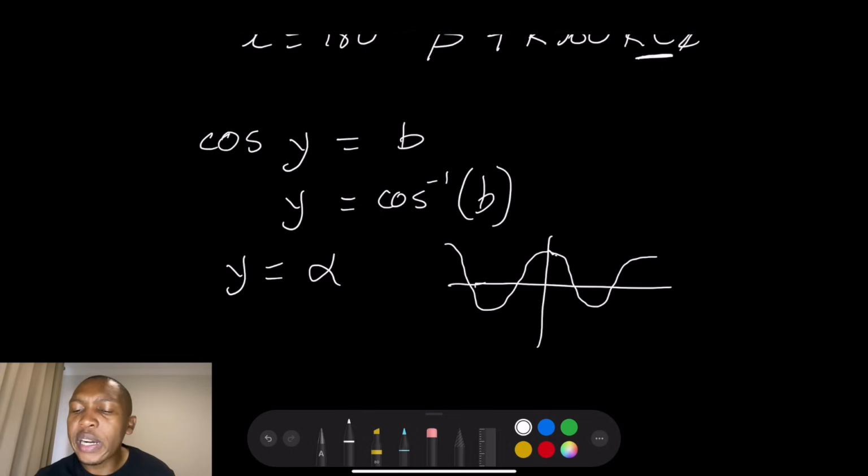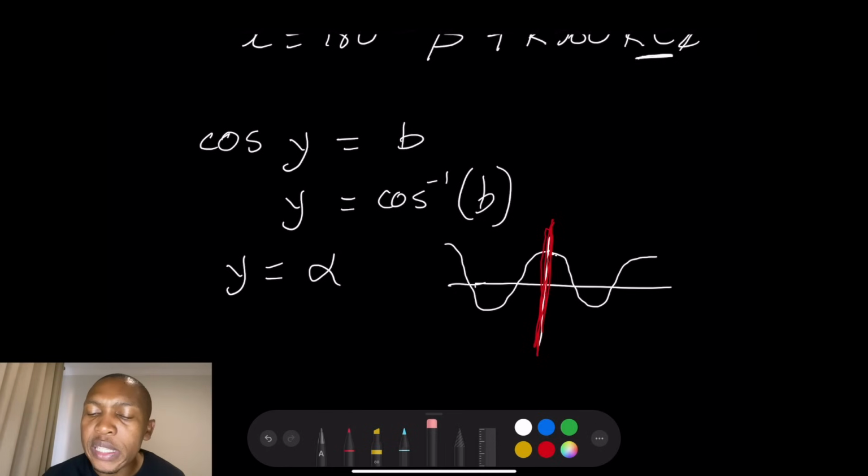So the cos graph reflects itself around the y-axis, okay? So it's a reflection of itself. So it means that if you were to fold the cos graph around the y-axis, the two graphs would sit exactly on top of each other. So what happens with the cos graph? Please, I want you to listen carefully.